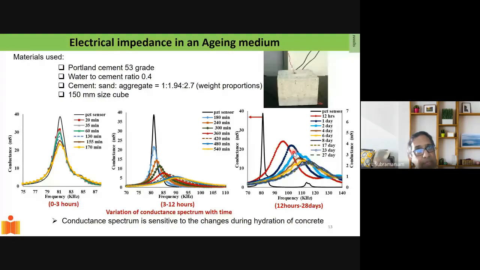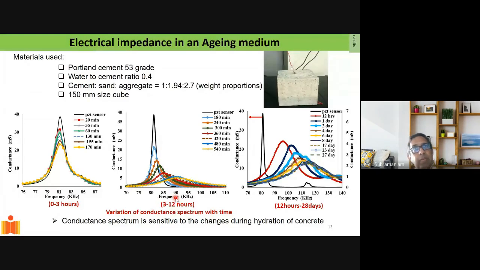And if you recall, that change happens when the medium changes. Initially, the medium is in a fluid state, so it's basically like a soft material. So the PZT vibrates, and there's not much of a change in its behavior. But then as it changes state, between 3 and 12 hours, that is when the change of state is happening.